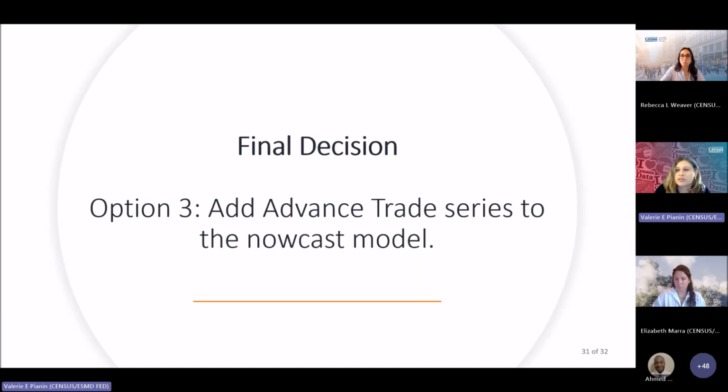And taking all this into consideration, our final decision was option 3, add advanced trade series to the nowcast model. While we have not yet implemented this change in production, we continue to monitor how this affects the index. This research is promising, and we hope to implement it within the next year.